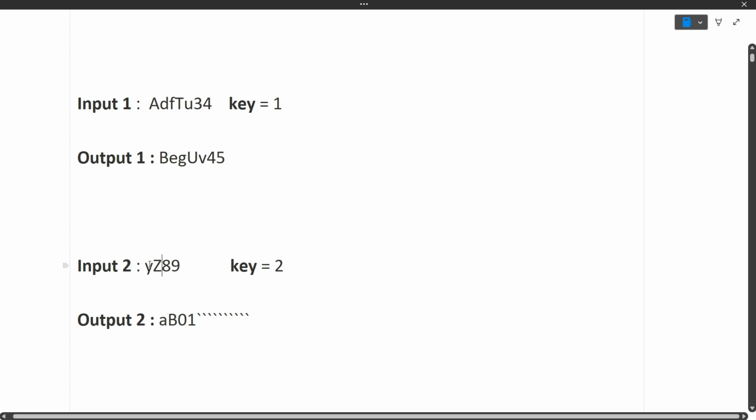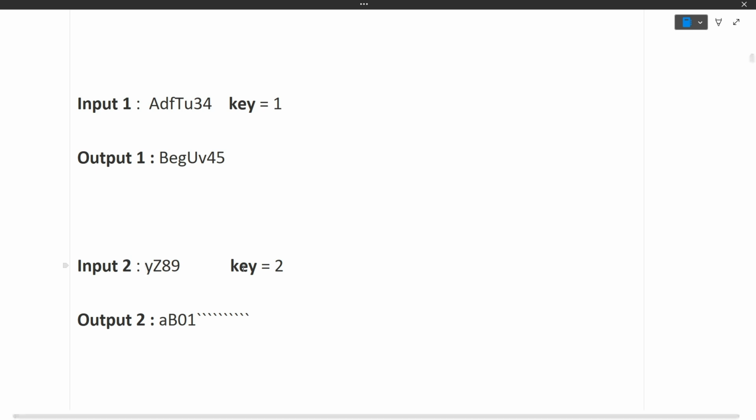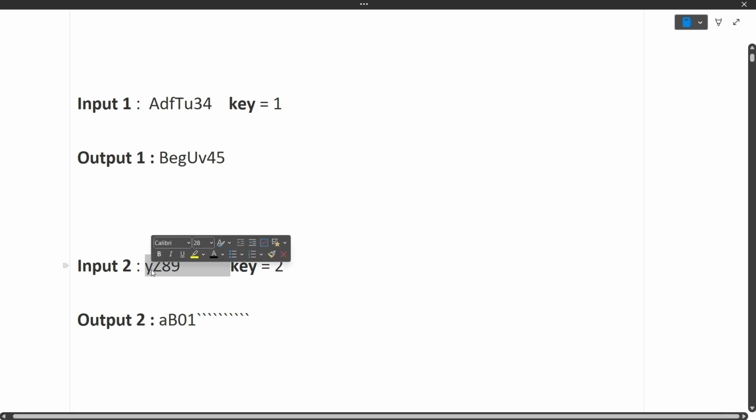So our current character is Y, key is 2, so what will be Y plus 2 here? Y plus 1 will be Z, Z plus 1 will be A. So Y plus 2 is equal to A. Similarly, what will be Z plus 2? As it is circular alphabets that are going on, Z plus 2 is equal to capital B.